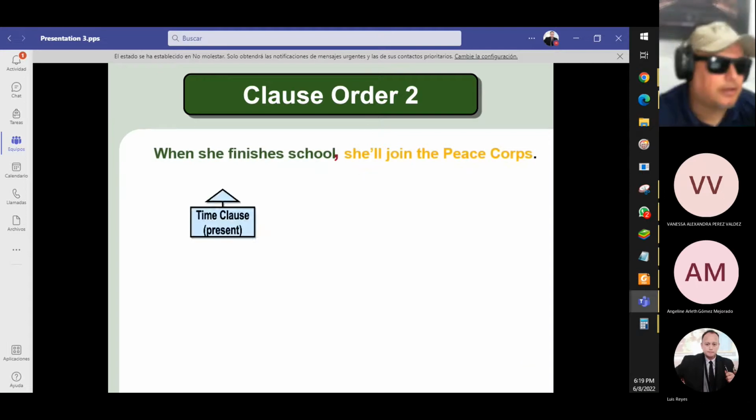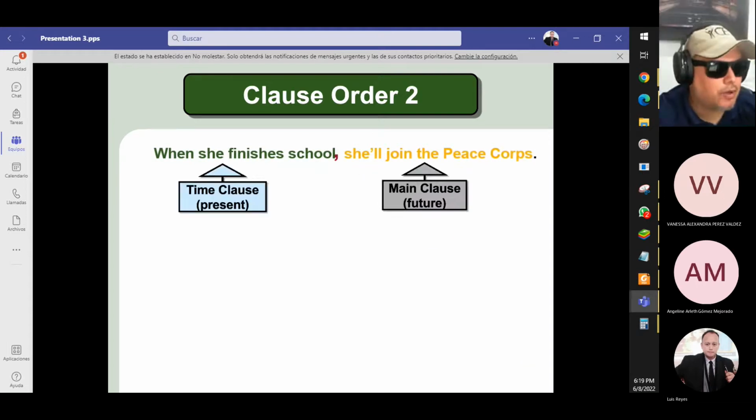Here we have other examples. When she finishes school, okay, comma, because the time clause is at the beginning, you use the present perfect. She'll join the Peace Corps. What is she going to do in the future? She'll join, will join the Peace Corps. That's the main clause. It's in the future. Main clause future, time clause present.